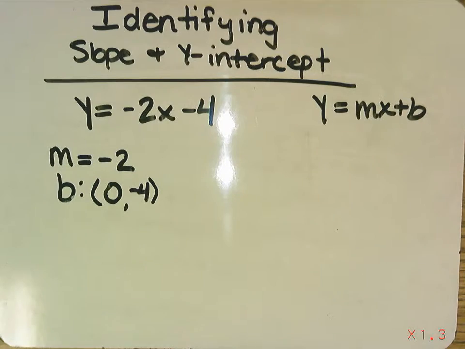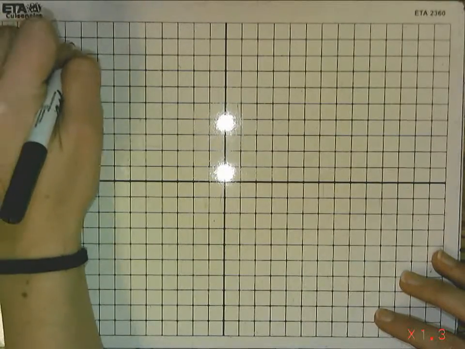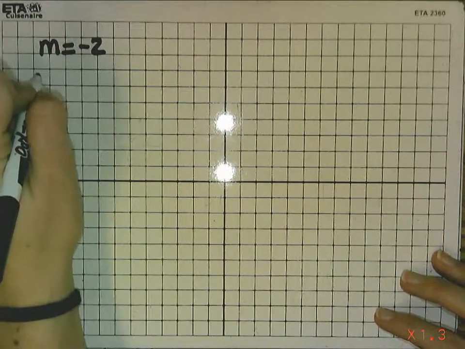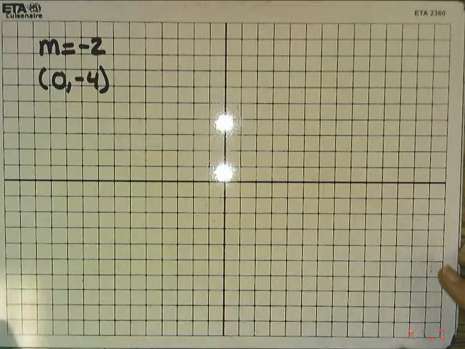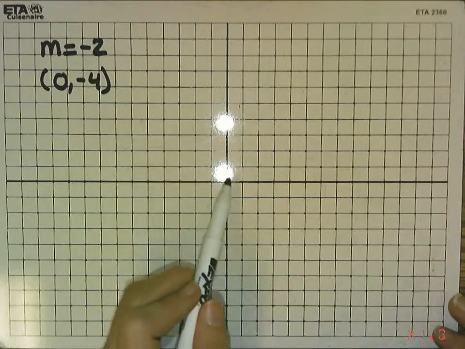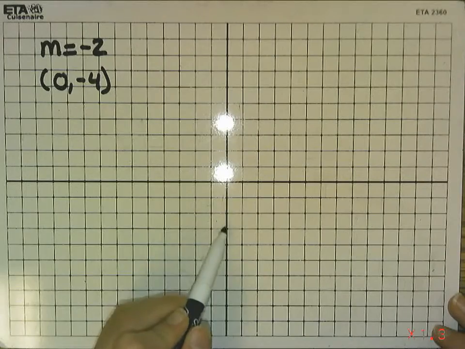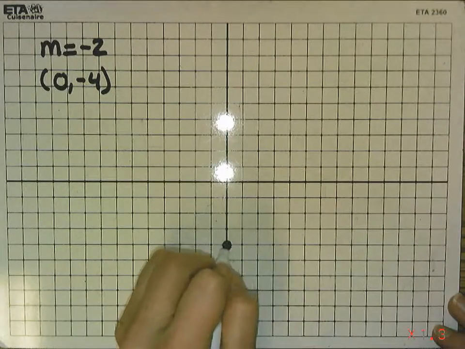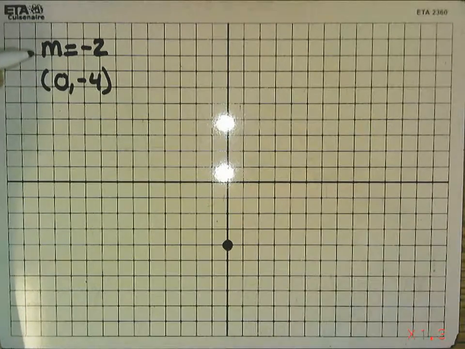So now I'm going to look at a graph. I know that my slope is negative 2 and my y-intercept is 0, negative 4. I'm just going to rewrite that to help myself remember. The first thing I need to do is plot this point. So I go 0, 1, 2, 3, 4, negative 4. That's my y-intercept. And now my slope is negative 2.